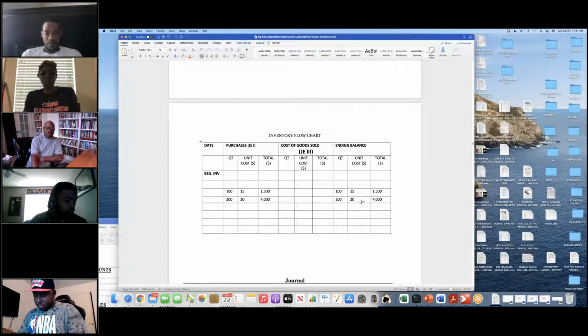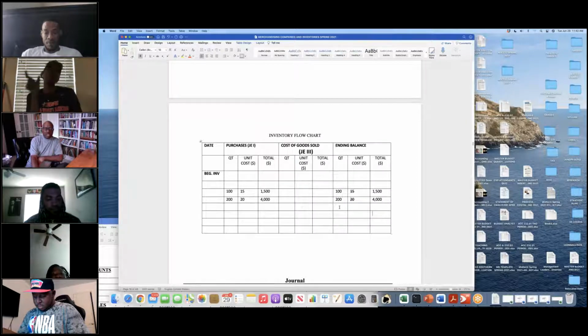And we transfer them over. Now, when we do weighted average, we come in here and we scratch out these two costs. We're not going to use the beginning cost. We're not going to use the ending cost. We're going to add up our quantities and get 300. We're going to add up our total units and we're going to get 5,500.